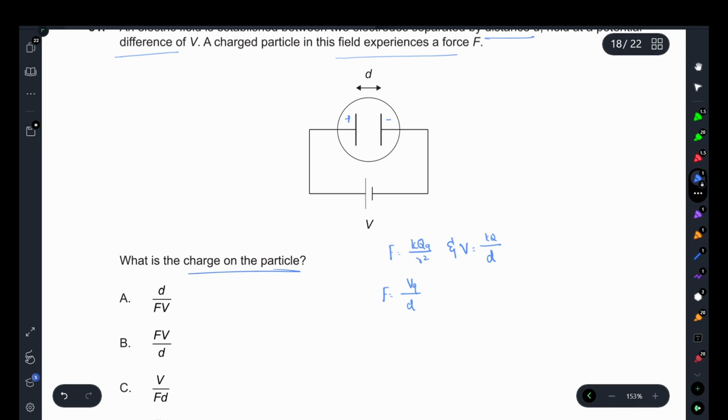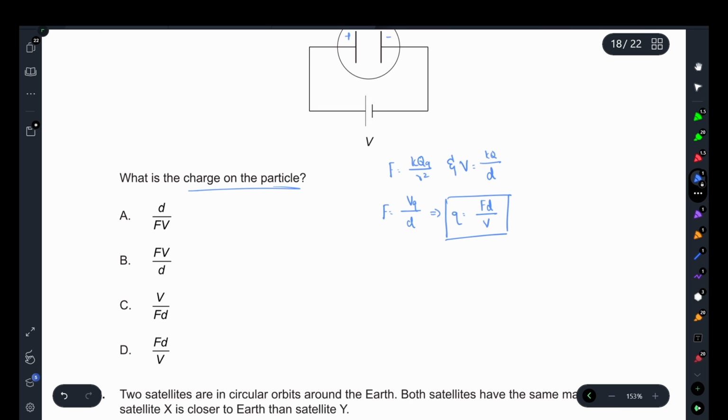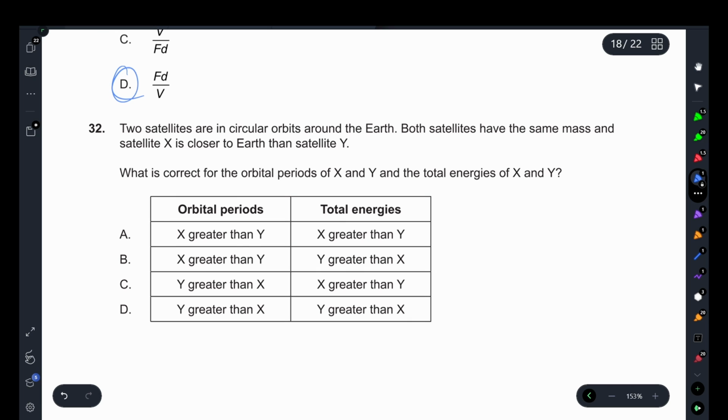Now we are looking for the charge on the particle. This means that charge is equal to force times distance divided by potential. So Q is equal to Fd by V. So which answer is that? Option D. Question number 31, option D is the correct answer.